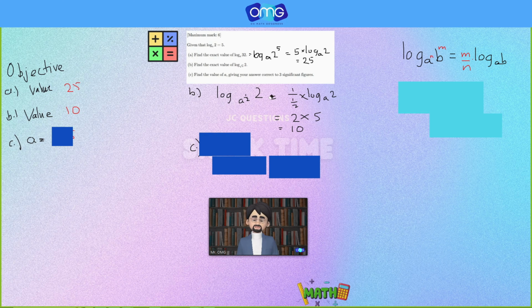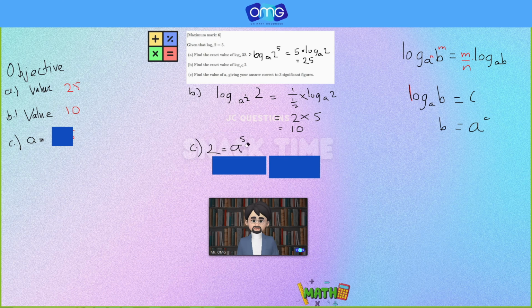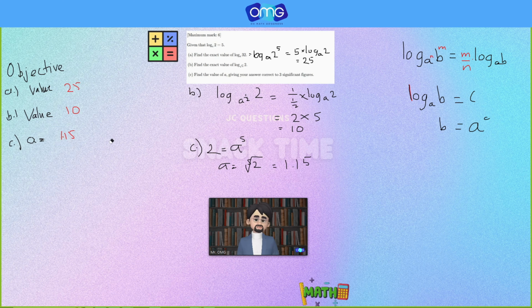And to find the value of a, we need to use the definition of the logarithm form, which is b equals a to the power of c. Here, a to the power of 5 equals 2, so a equals the fifth root of 2, and that gives about 1.15, and that's the answer.